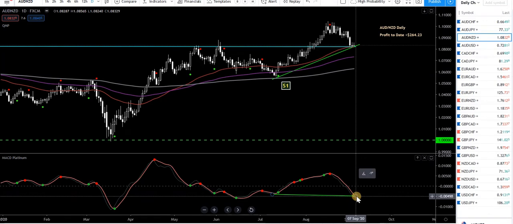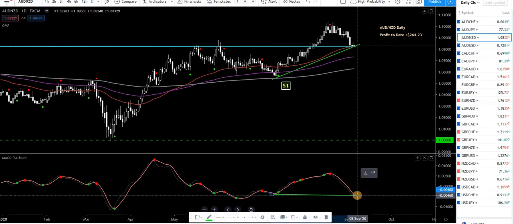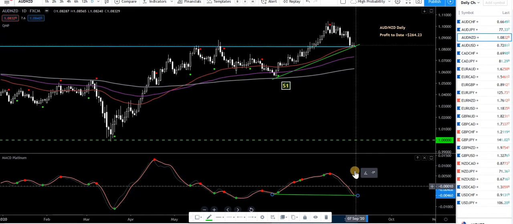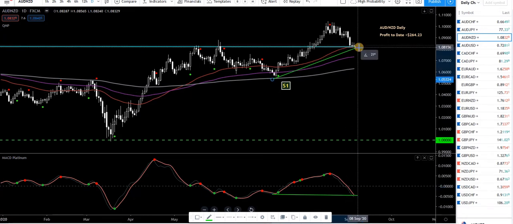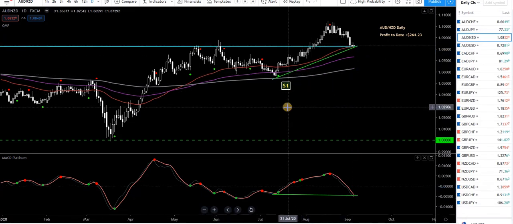It hasn't been confirmed yet, but I always draw my trend lines in during the week, at the end of each day, just to get ready for something coming. So I'm ready for setups. So at the moment, no trades on.